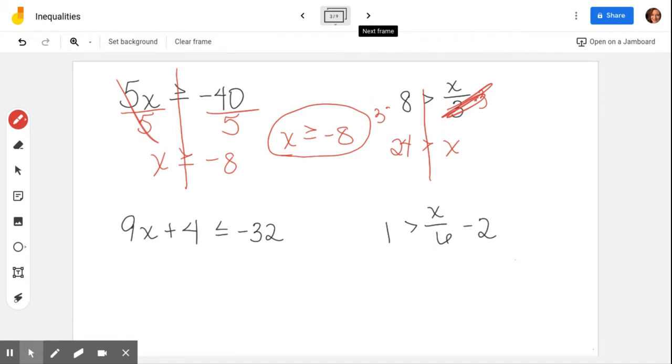So my solution, I need to write that whole thing. 24 is greater than X. It's not eating the X, so X is smaller. That means anything in the world that's smaller than 24, even if it's 23.99, it would work if I plugged it into that inequality. A lot of what we're going to focus on is going to be two-step inequalities.